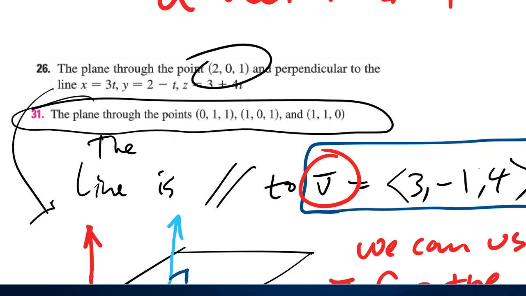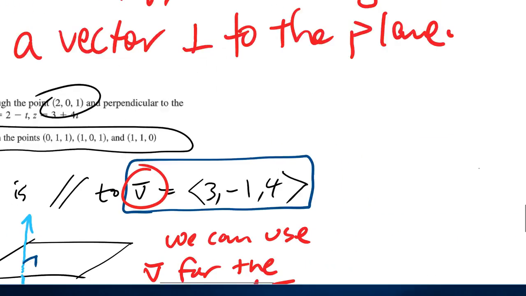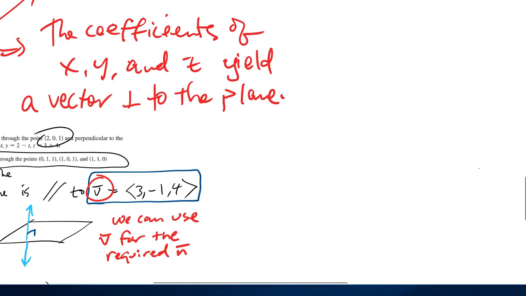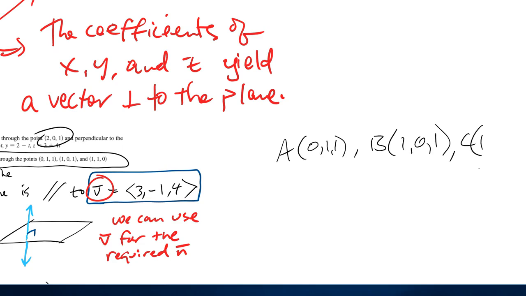This is a very good problem. The points are 0, 1, 1; 1, 0, 1; and 1, 1, 0. Let me just draw it to the right over here. So we have a point A, which is 0, 1, 1. Let's have a point B, which is 1, 0, 1. And you have a point C, which is 1, 1, 0.